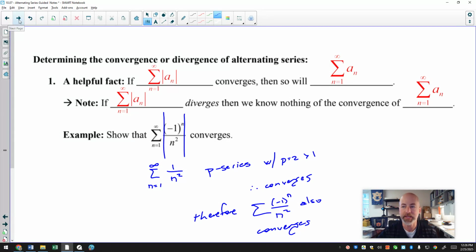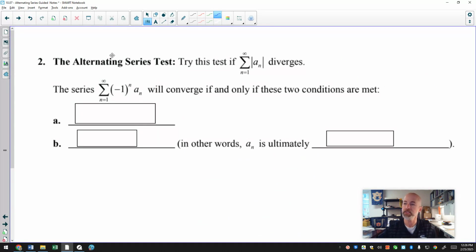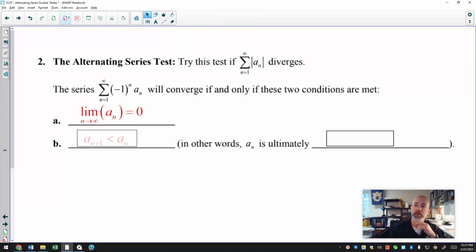But sometimes that is inconclusive, and so there is a test for determining whether an alternating series converges. And you have two conditions you need to meet. First, if you look at only the positive terms of the sequence, if you kind of ignore the alternating aspect of it and you look at the a sub n sequence that is always positive, if that sequence approaches 0, that's the first requirement. And the second requirement is that your terms must be decreasing. And so the n plus first term is always less than the nth term.